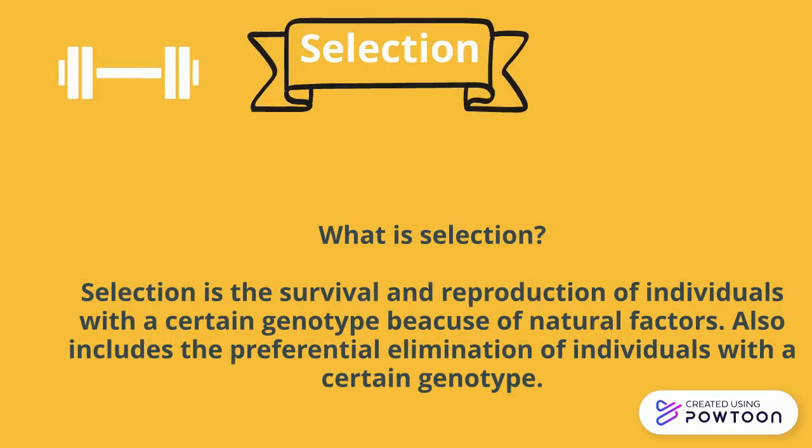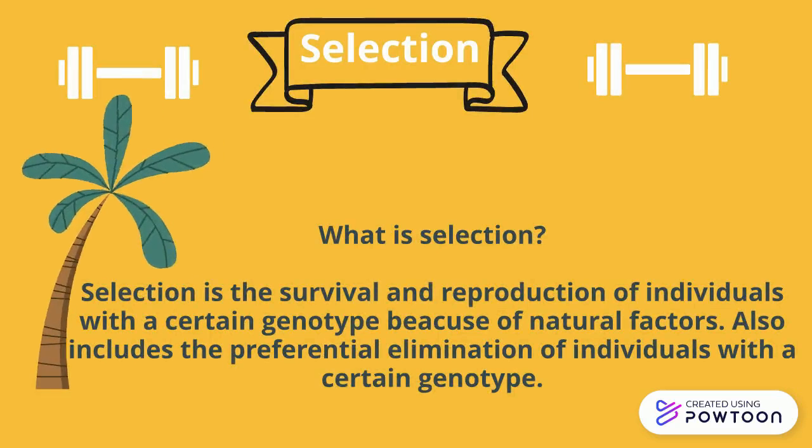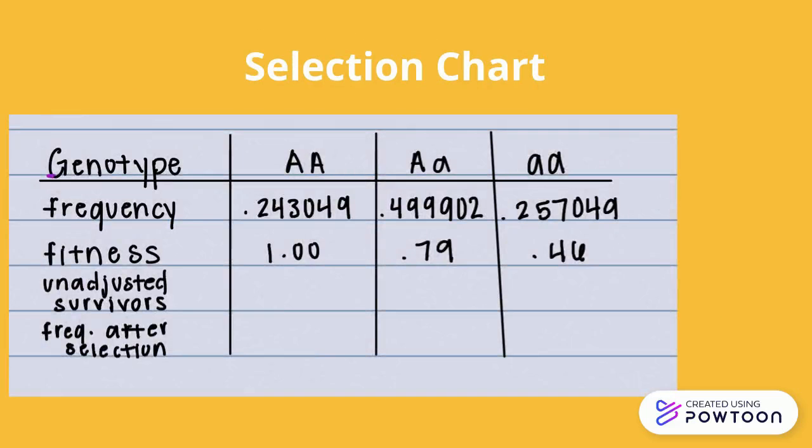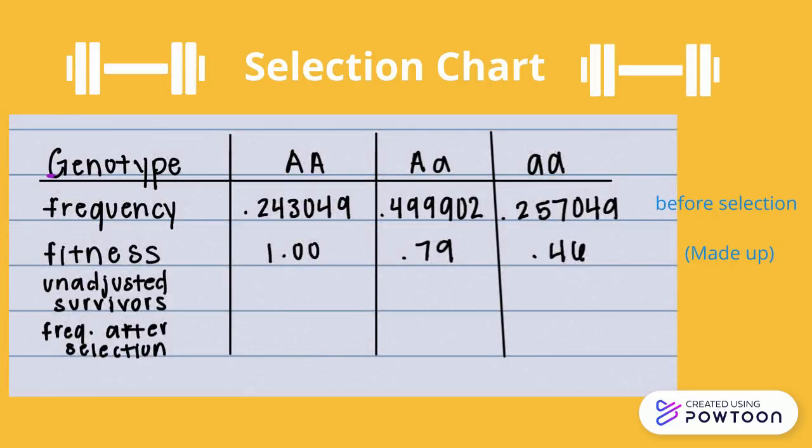Selection is the survival and reproduction of individuals with a certain genotype because of natural factors. It also includes the preferential elimination of individuals with certain genotypes. Here's our selection chart with the frequencies before selection and the fitness levels that were made up.